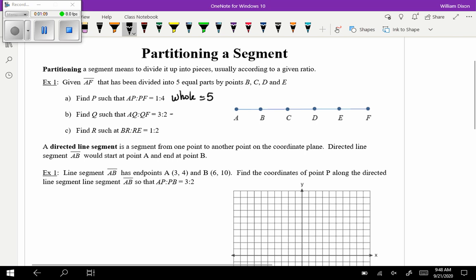So that's important. Now, we're starting at A, and we're ending at F, and we want to know how is this broken up? Where's P so that it breaks up this line segment from 1 to 4? Well, if I move 1, there are 4 pieces remaining. So that point would be B.